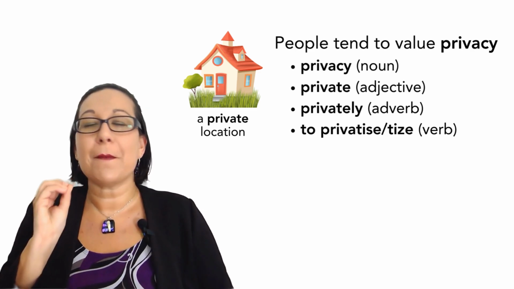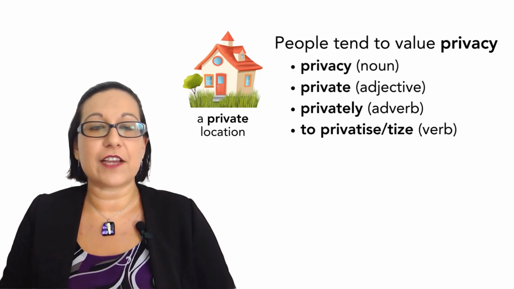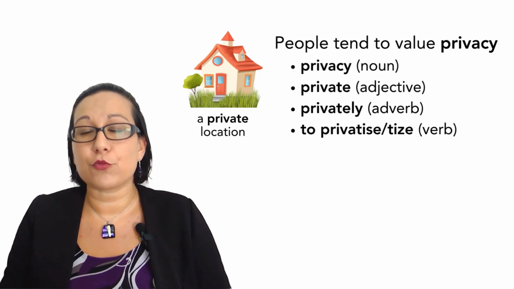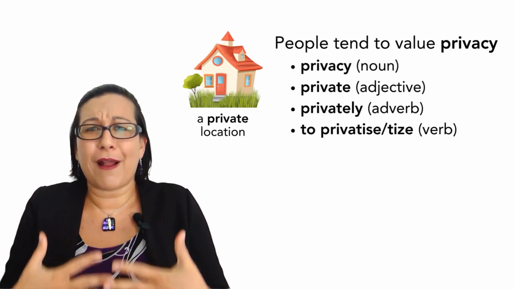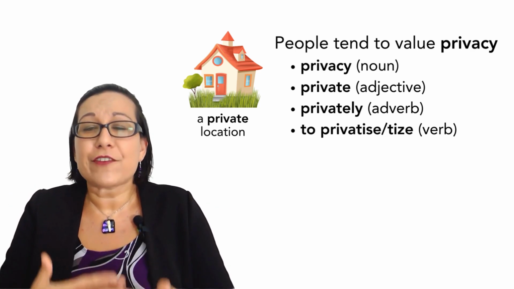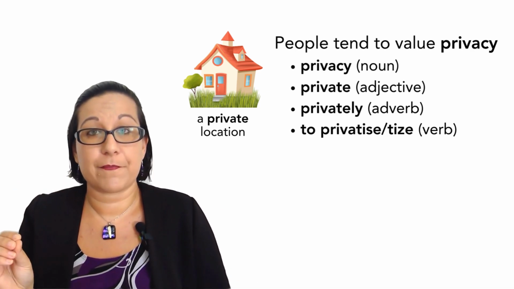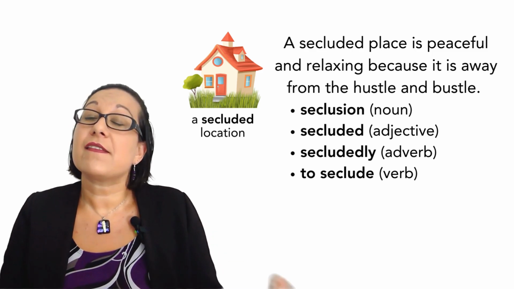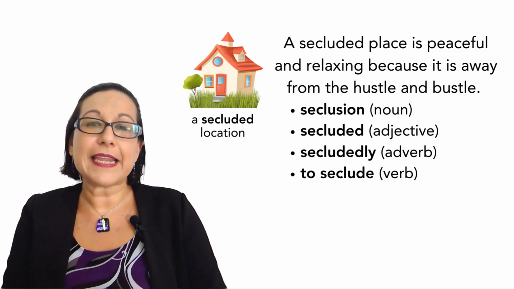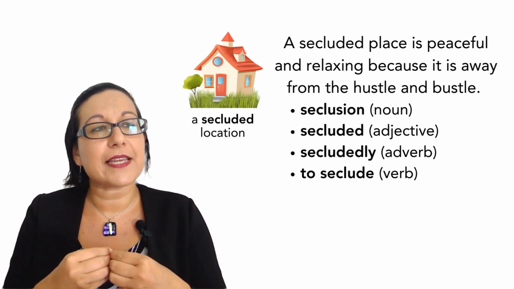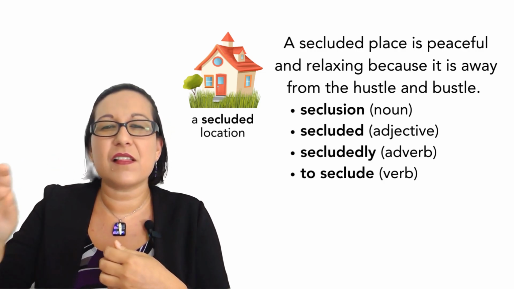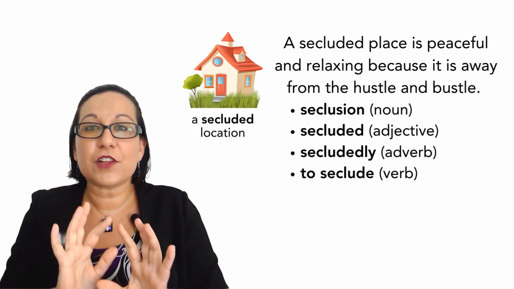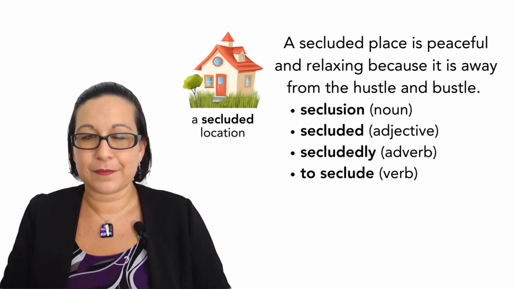Okay, let's go through these together. Now, the one that jumped out at me as being positive was private, a private location, because people like things to be private. I want my privacy. So that's a positive. And then we have secluded. If something is secluded, it means that it is away from the noise, the hustle and bustle. It is more peaceful and relaxing.